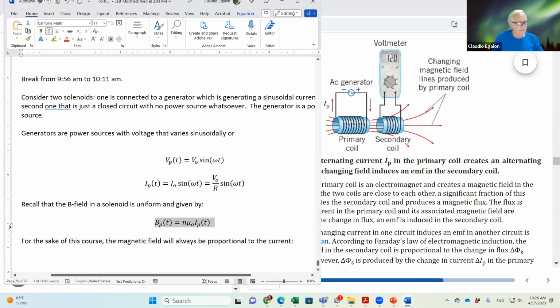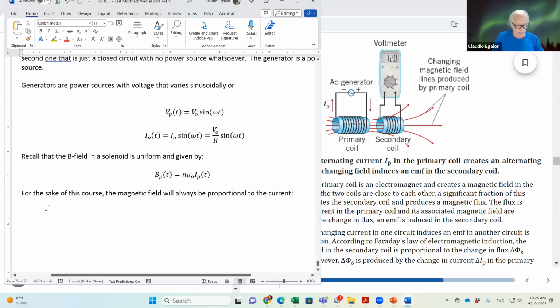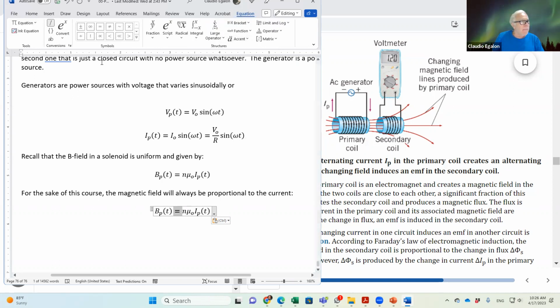For the sake of this course, it doesn't matter what the geometric configuration of your device is. It doesn't matter if it's a solenoid, a toroid, or an infinitely long wire. The magnetic field will always be proportional to the current, whether the current is constant or not. There will always be a term in front of my current.